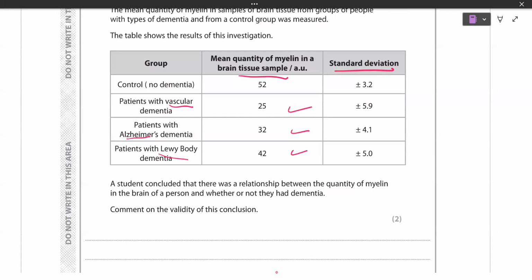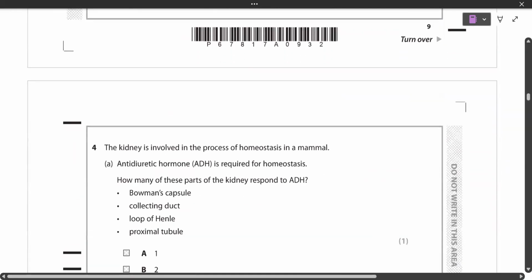Okay, for the standard deviation, do you think there is an overlap? No overlap in the standard deviation for any type of dementia. There is no overlap between them. Okay, so the conclusion might be valid. It is actually a 2 marks question, and we took the 2 marks by what we mentioned.